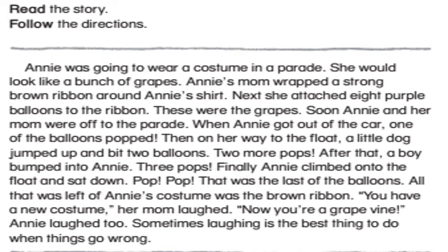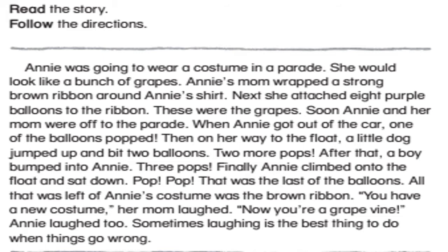Annie was going to wear a costume in a parade. She would look like a bunch of grapes. Annie's mom wrapped a strong brown ribbon around Annie's shirt. Next, she attached 8 purple balloons to the ribbon. These were the grapes. Soon, Annie and her mom were off to the parade. When Annie got out of the car, one of the balloons popped. Then, on her way to the float, a little dog jumped up and bit 2 balloons. 2 more pops.